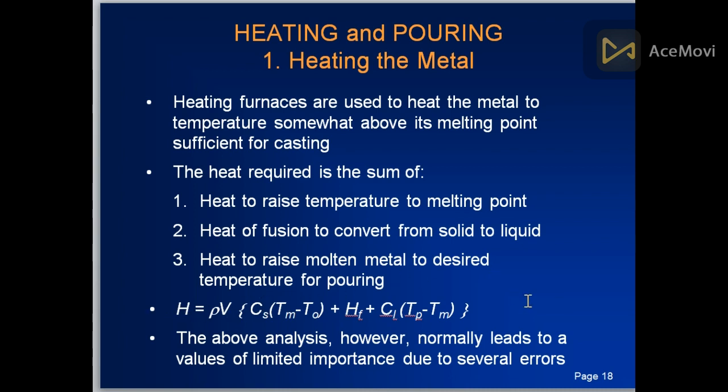This is the formula for heat of freezing. H is equal to rho V, where rho is density. These are some constants: melting temperature, specific heats, heat of fusion, latent heat, and so on. These are all the formula terms summed.